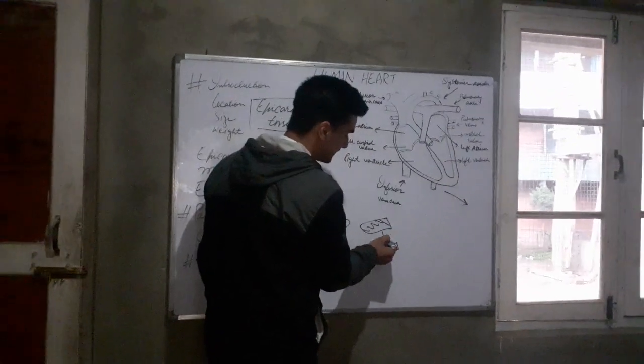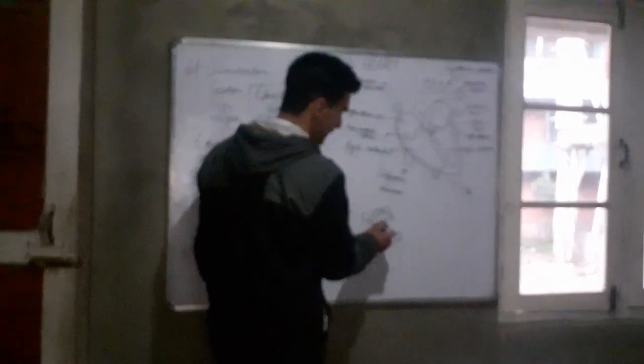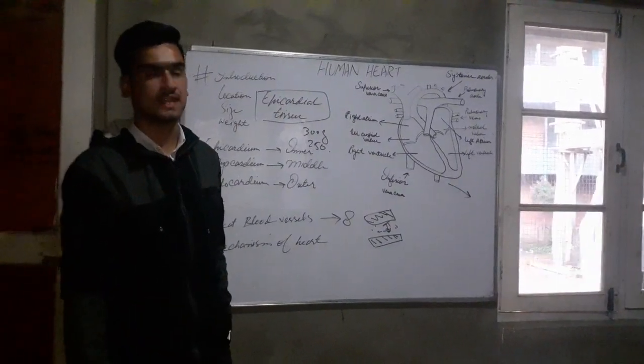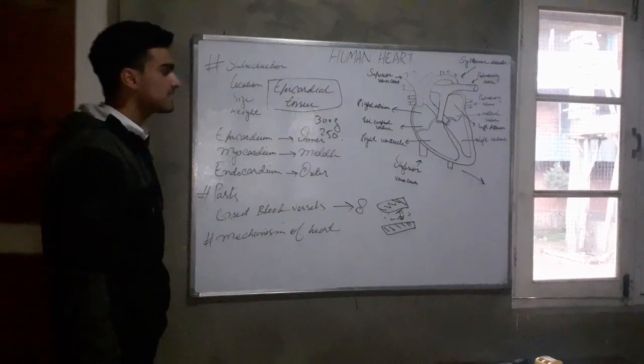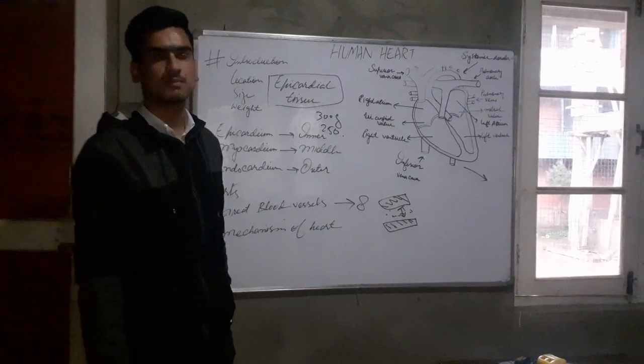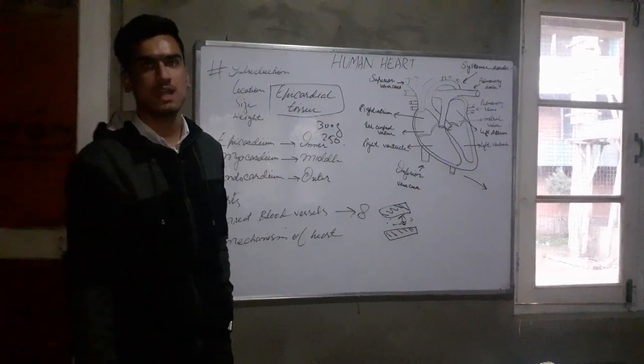There is a cavity between these two layers called the epicardial cavity, and this cavity is filled with a fluid called epicardial fluid. This fluid prevents the heart from friction and infections. The heart is made up of cardiac muscles. The inner layer of the heart is called epicardium, the middle layer of the heart is called myocardium, and the outer layer of the heart is called endocardium.